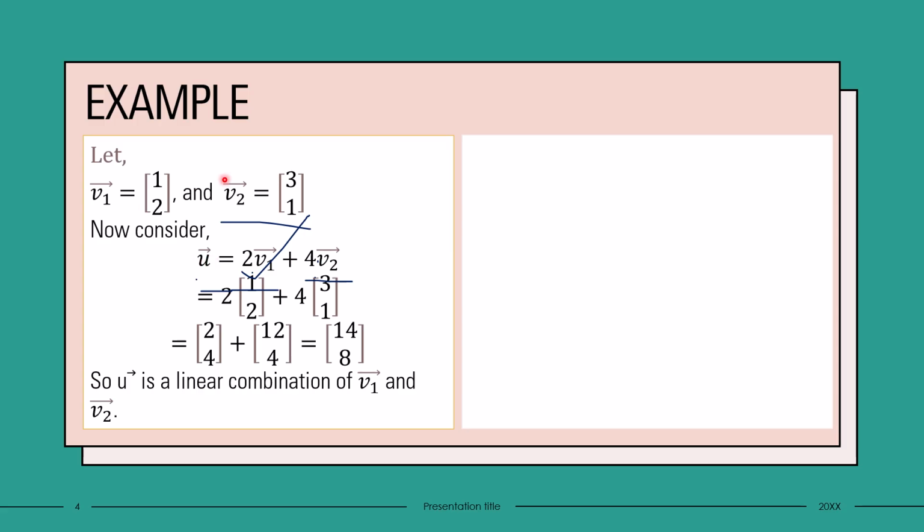So basically you go back to the actual definition of linear combination, which says that from given vectors you create new vectors. So what are our given vectors? Our given vectors are V1 and V2. From these two vectors you created a new vector, which is U, through the linear combination. So basically you're writing U in terms of V1 and V2.